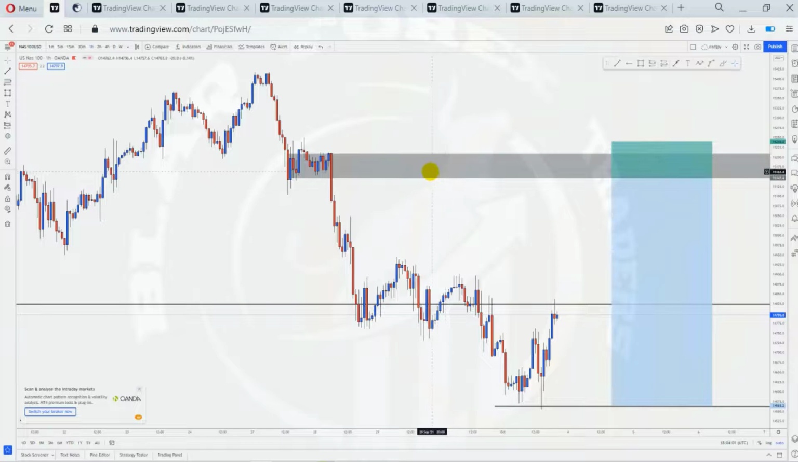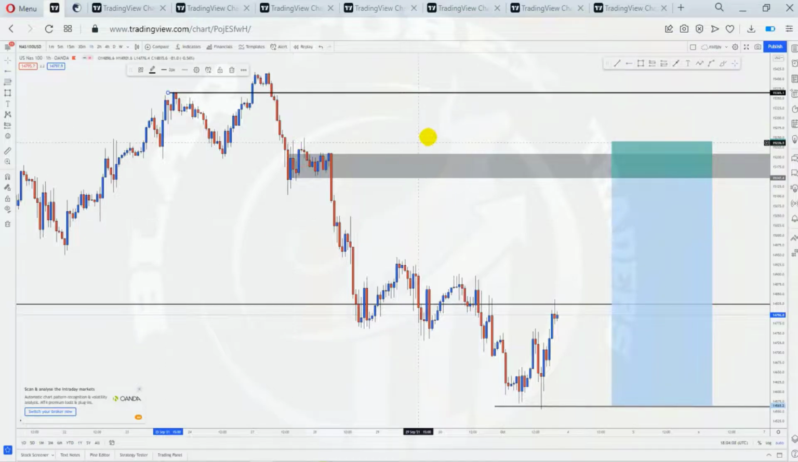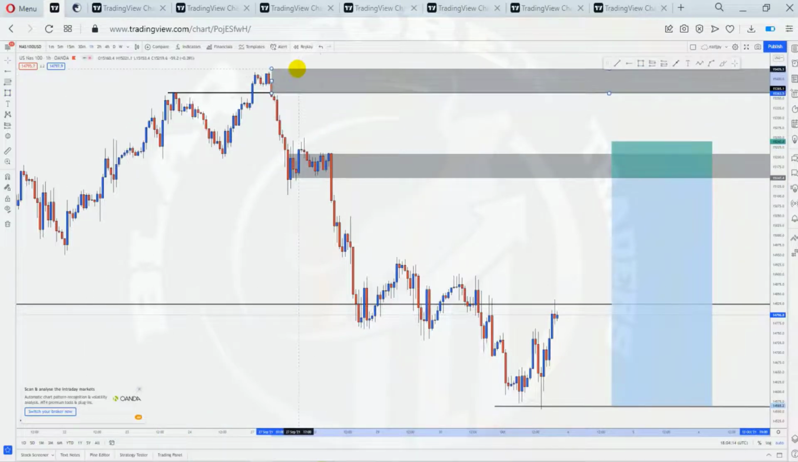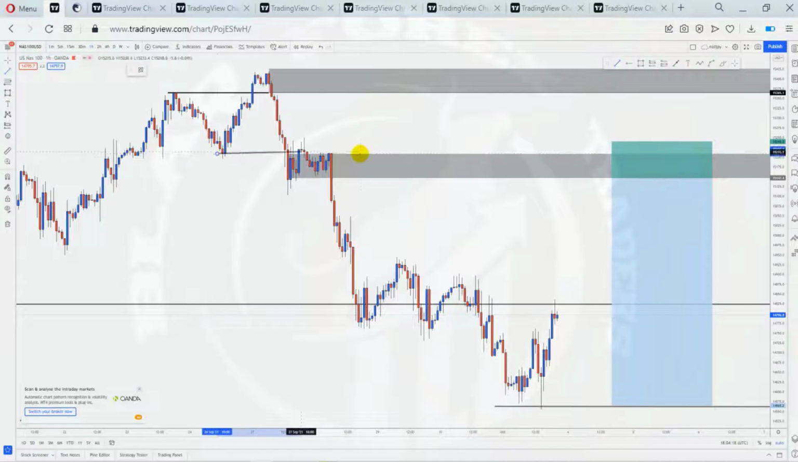this supply here. So if they break this supply here, there's another alternative that you can have, which is the QML pattern here, which is something like this, where we have what? The break of structure here, then to create a new lower low, which is this one.